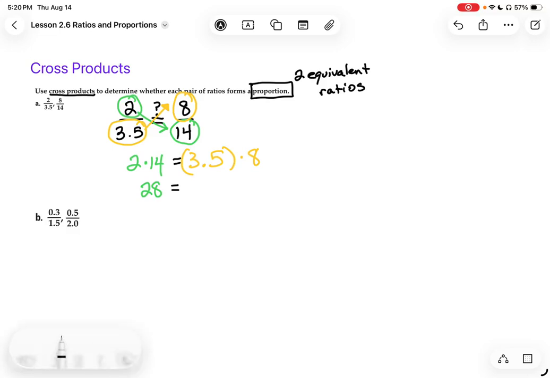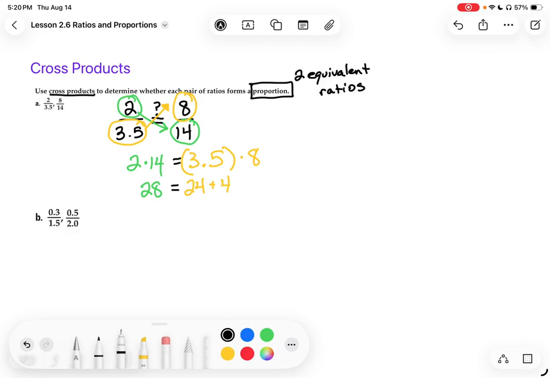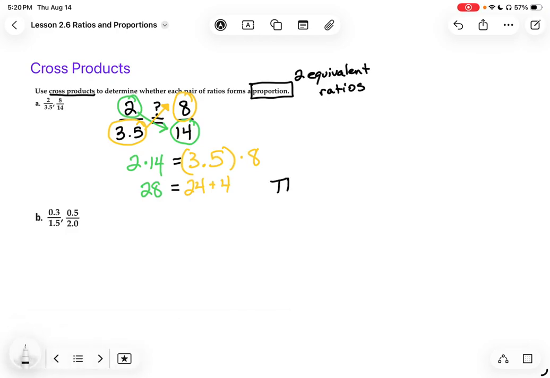And 8 times 3.5 is the same thing as 8 times 3 plus 8 times 0.5. And so 24 plus 4, of course, is 28. So these two are equal to each other. The cross products are equal. So these ratios do form a proportion.